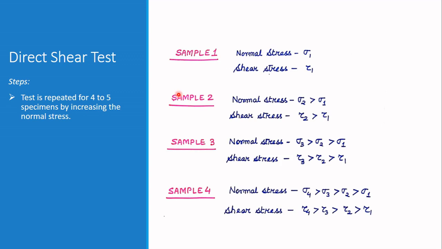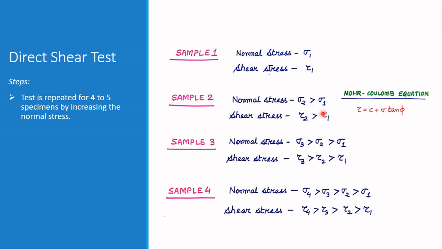Now I take another new sample, sample 2, such that the normal load applied to sample 2 is higher than the normal load applied to sample 1. That means the normal stress produced in sample 2 will be higher than the normal stress produced in sample 1. So I can write that sigma 2 is greater than sigma 1. And then the shear stress produced in sample 2, that is tau 2, will also be higher than the shear stress produced in sample 1, that is tau 1.